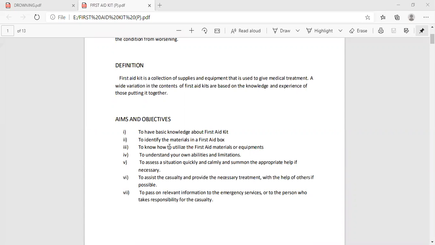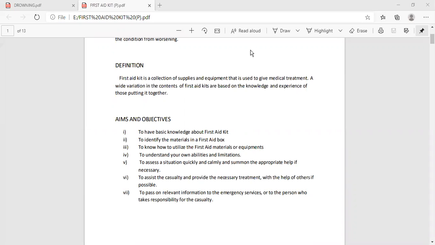Then you have to know how to utilize the first aid materials or equipments. For example, if there is a cut in your finger, you cannot use a thermometer. There is a cut and you won't use a thermometer. The basic knowledge should be there that if there is a cut, you need an ointment, you need a plaster, or else you need a bandage. That is the basic knowledge.